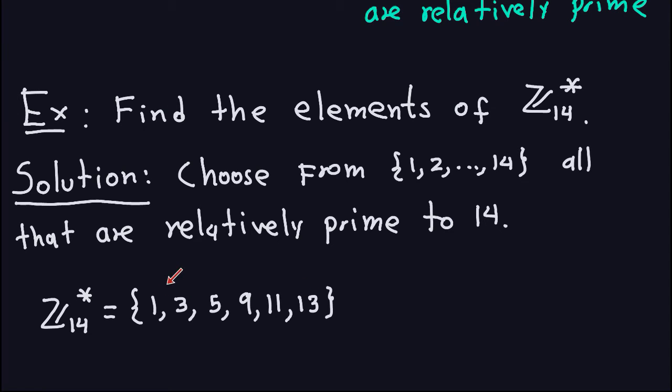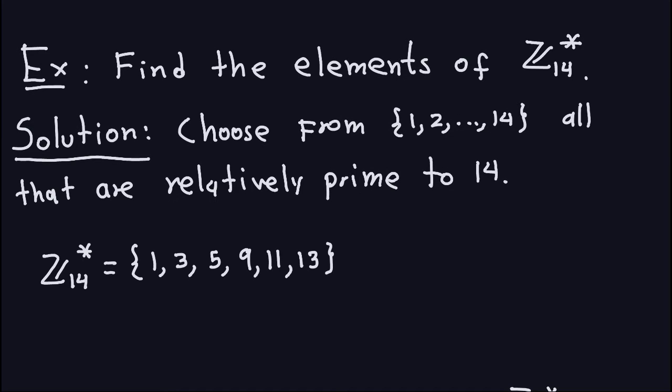And I have the list right here. So let's try to understand why this has to be the list. Now, 1 is relatively prime to 14 because 1 and 14 don't have any common factors. 3 and 14 are relatively prime, they don't have any common factors except for 1, of course. Now 2 is not in this list because 2 and 14 have a common factor, which is 2. I can say the GCD between 2 and 14 is 2, not equal to 1, so 2 and 14 are not relatively prime, so that's why it's not in this list.